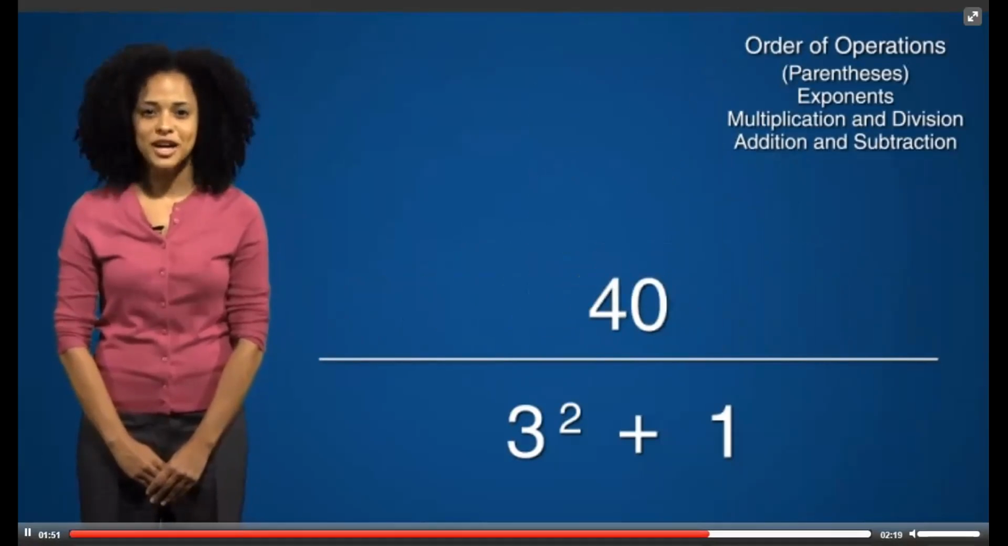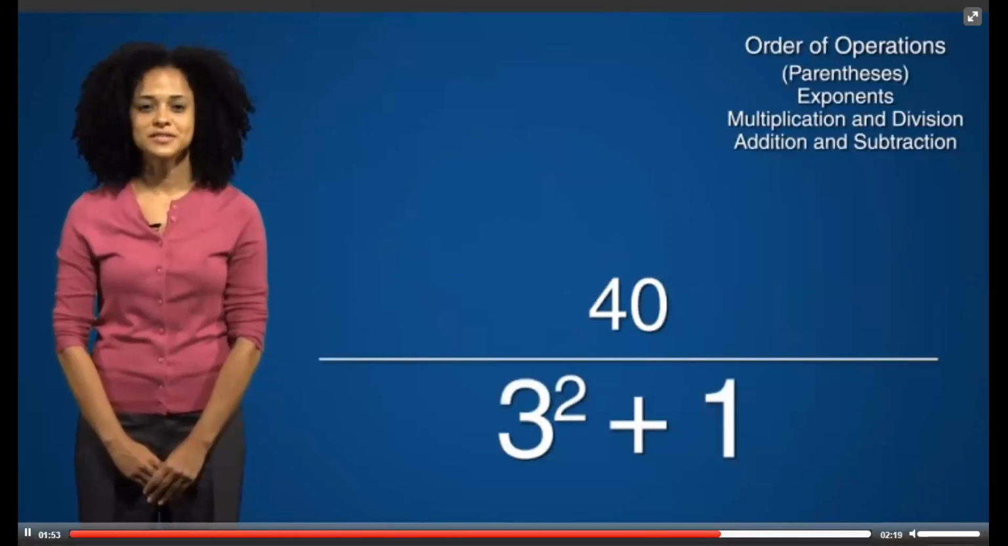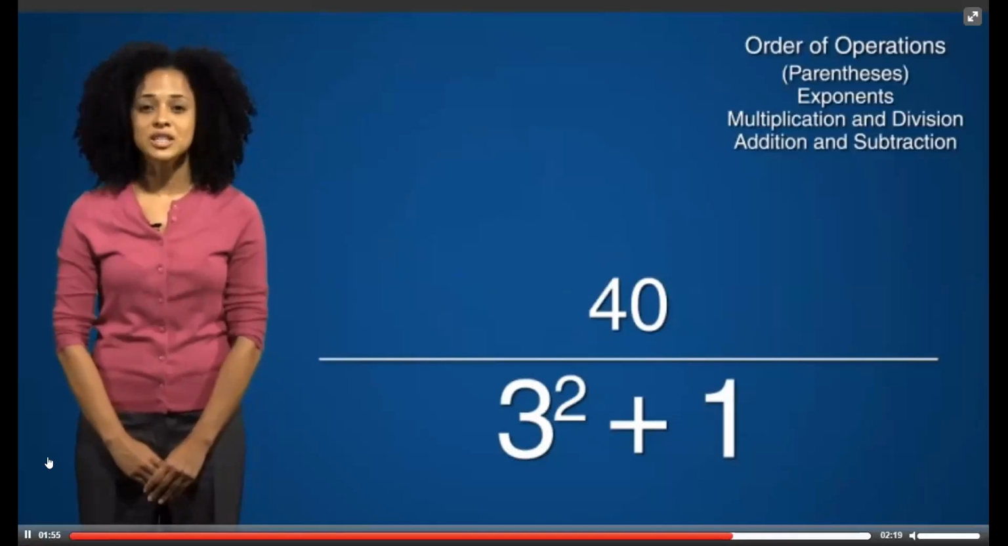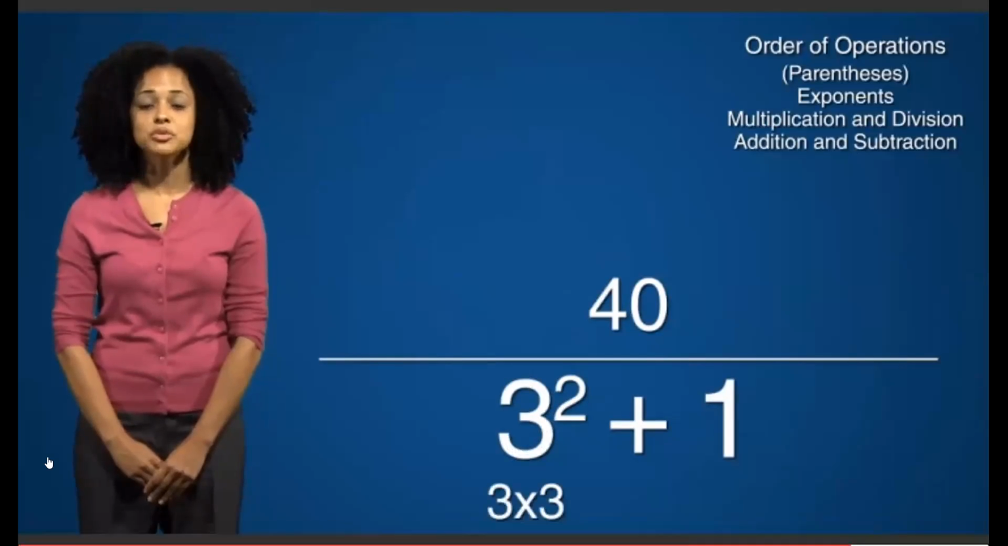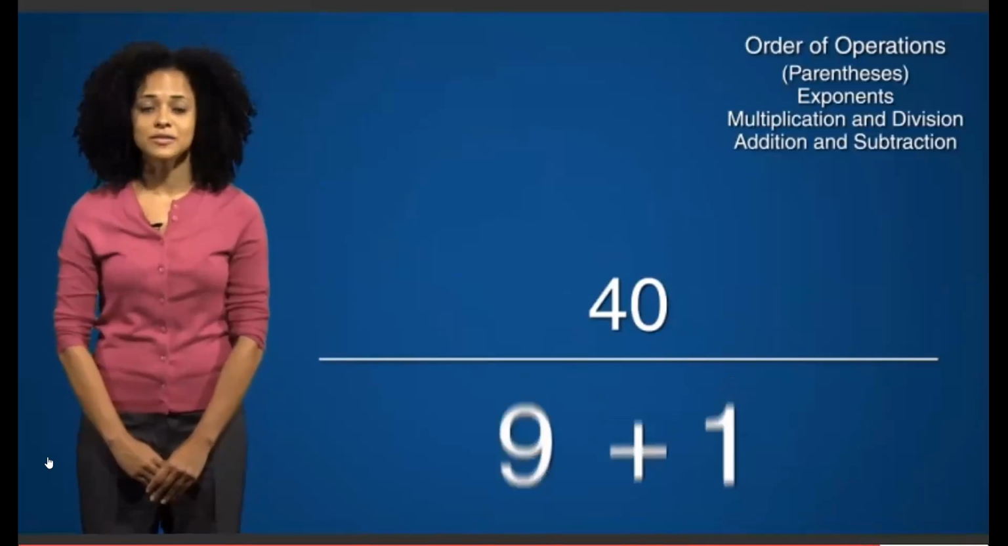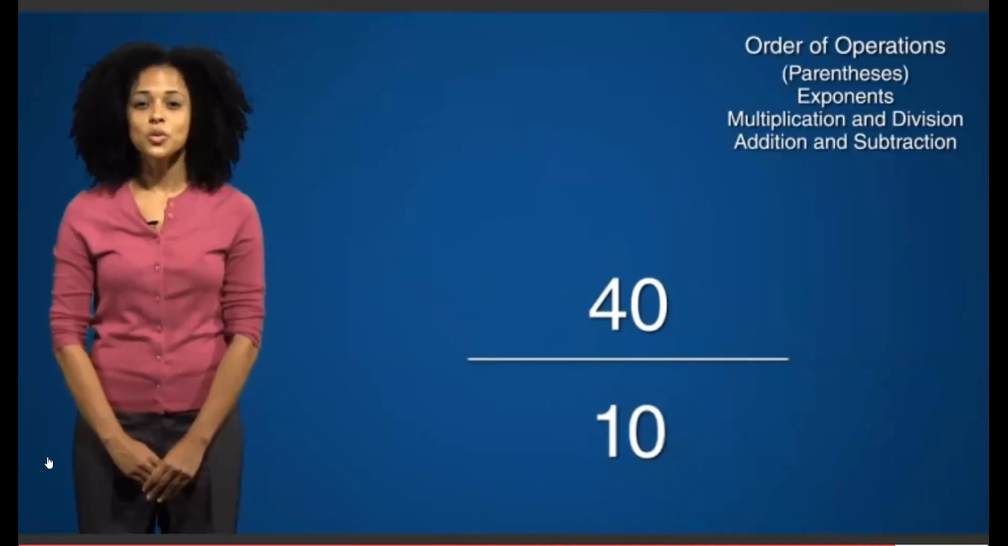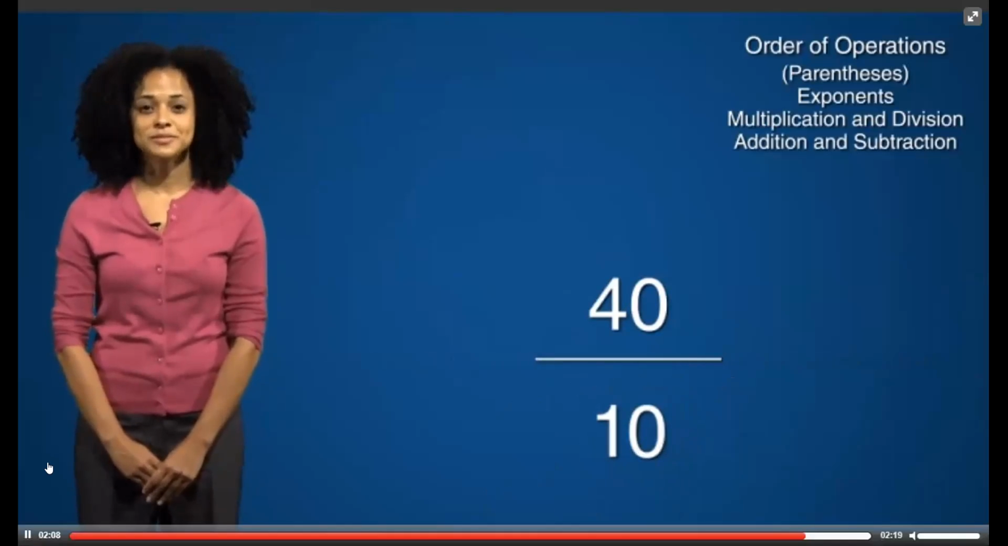Now let's find the value of the denominator. The order of operations tells us to complete the exponent before the addition. 3 squared is the same as 3 times 3, which is 9. Then the sum of 9 and 1 is 10. We're ready to finish the problem. Remember that the fraction bar is another way to show division. Since 40 divided by 10 is 4, the value of the original numerical expression is 4.